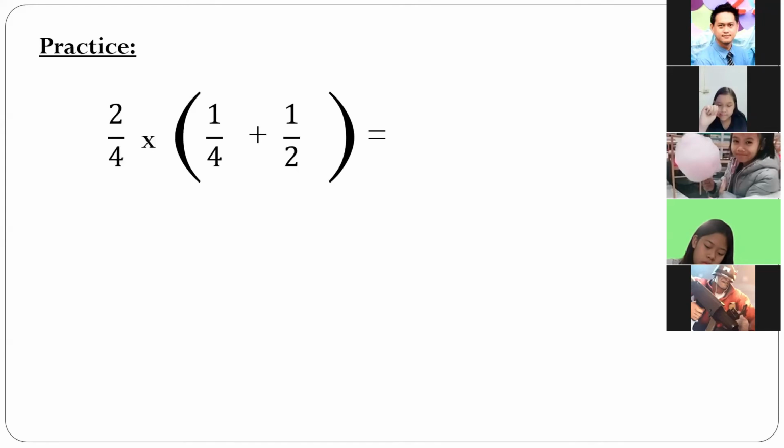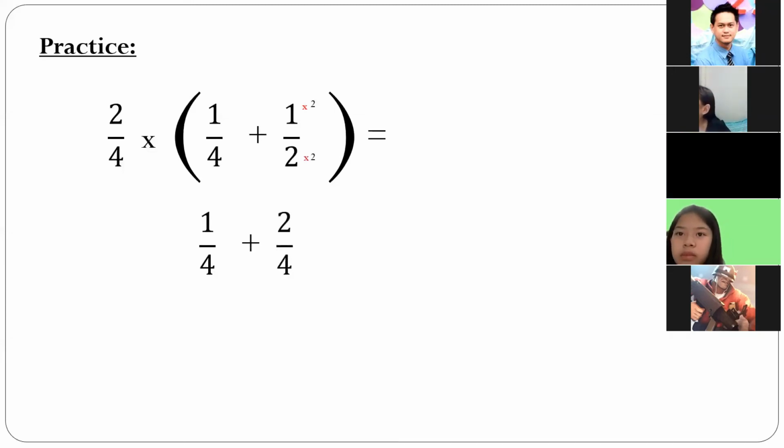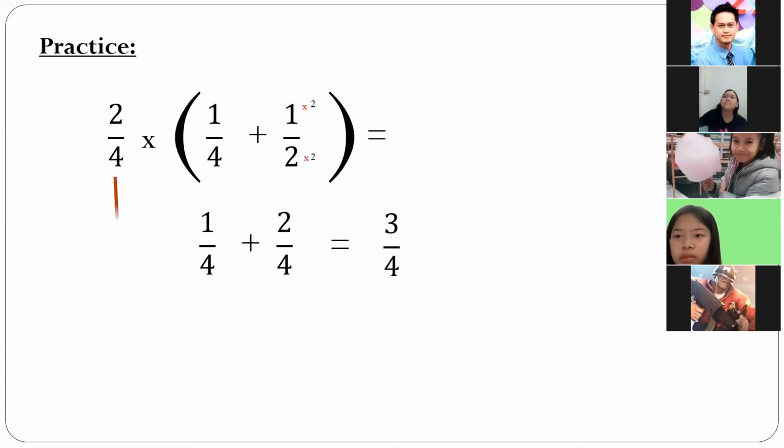Finish. What's your answer? 3 over 8. Okay, let's find out again if you have the right answer. So what is the common denominator of 1/4 and 1/2? 4. Okay. So it will become 1/4 plus 2/4 equals 3/4.